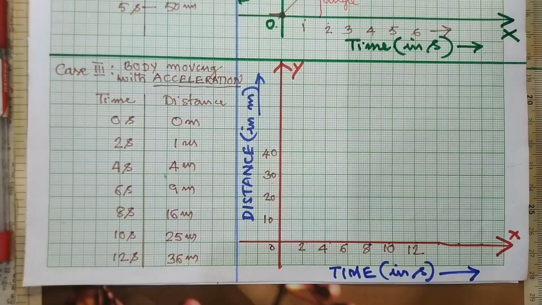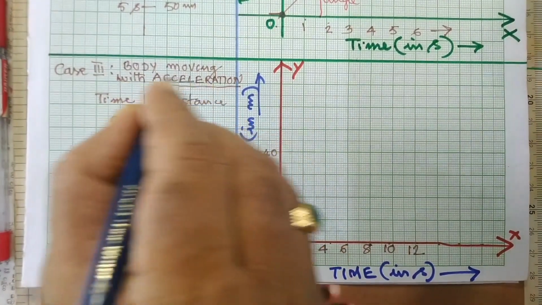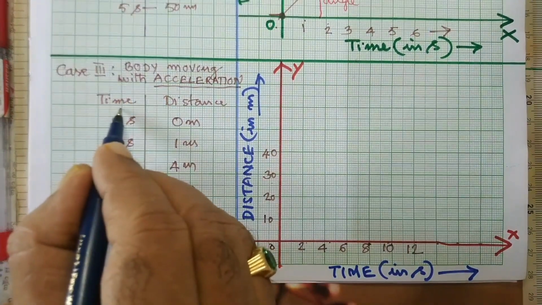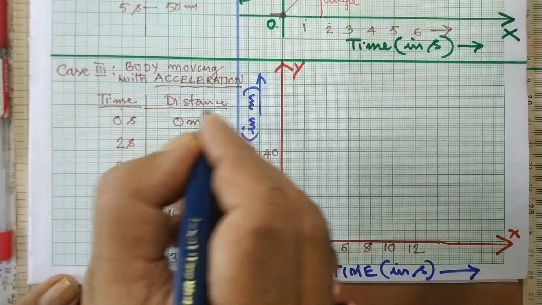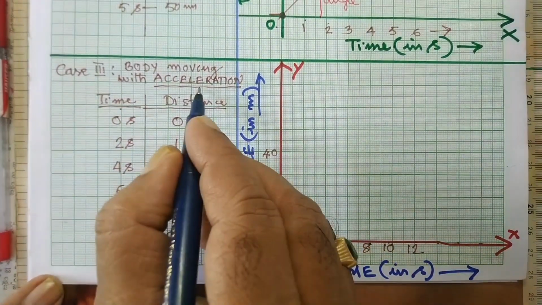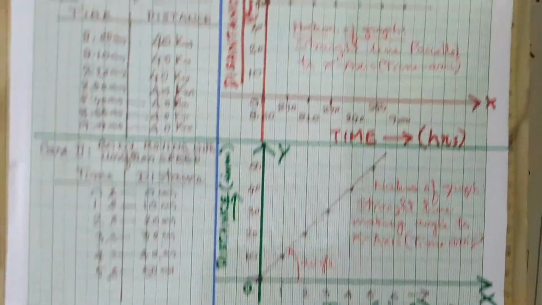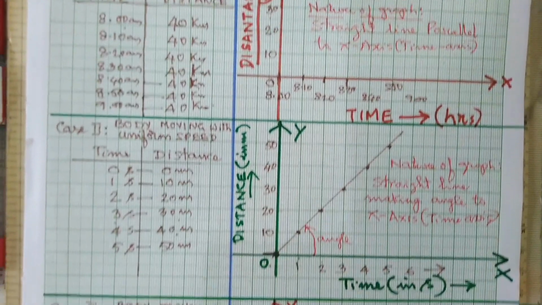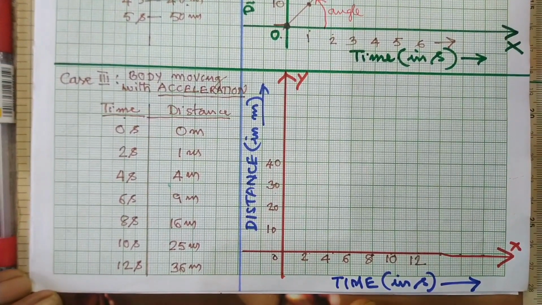Dear students, let us say once again this case 3, that body moving with acceleration. Here I am taking the time and distance as usual because I am going to explain the distance-time graph. The first case we have seen for the rest. The second case we are moving with uniform speed. The third case we are doing with moving with acceleration.